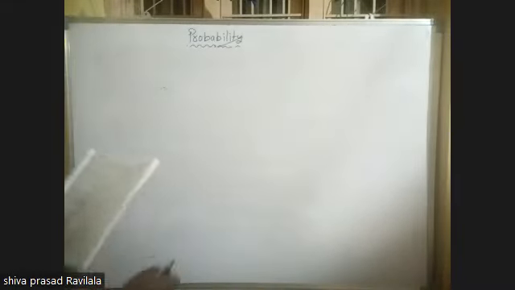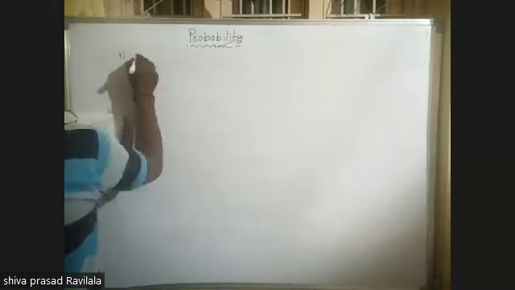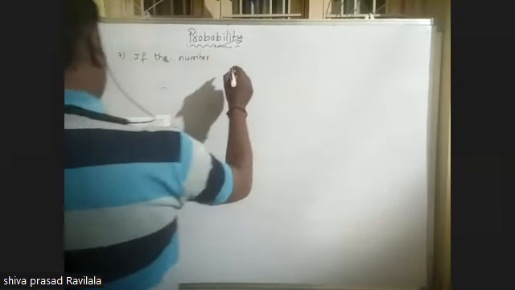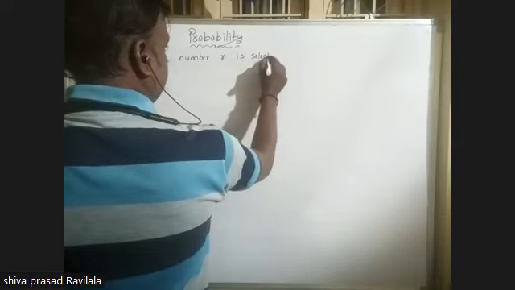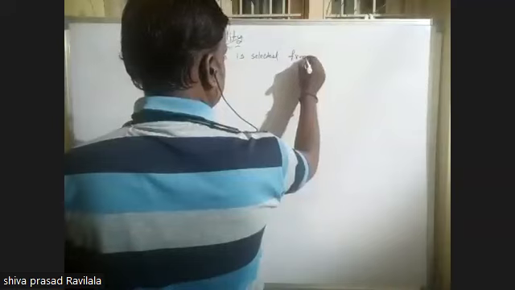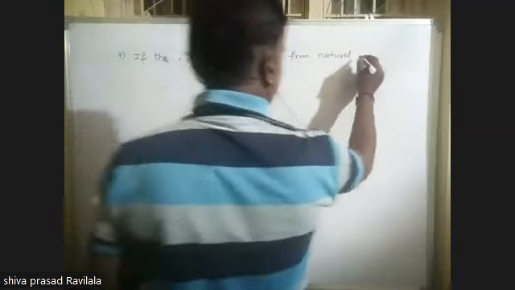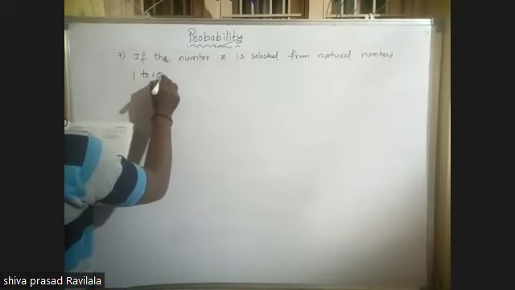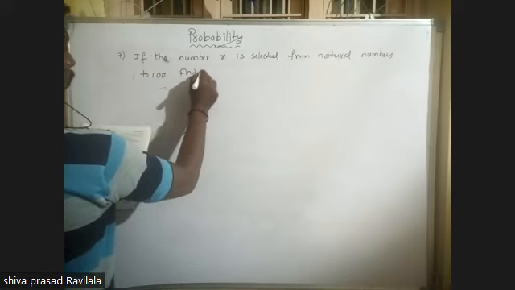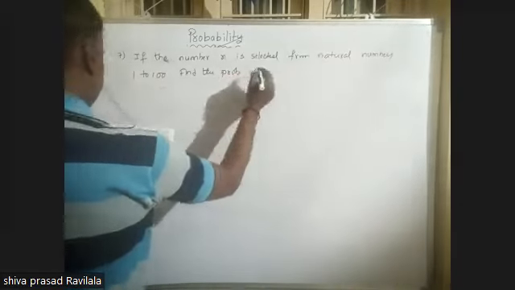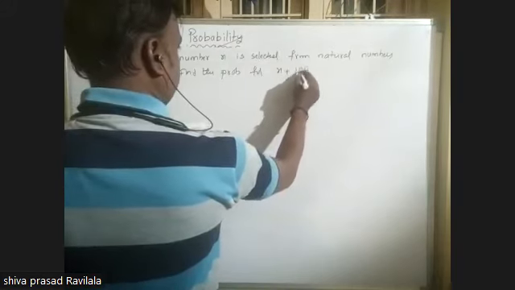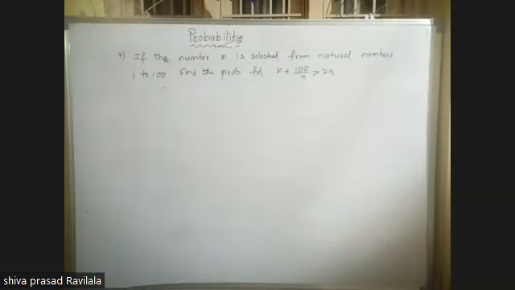Next one, an algebraic condition question. If the number x is selected from the natural numbers 1 to 100, find the probability for the condition (x plus 100) by x greater than 29. (x plus 100) by x greater than 29, if the number x is selected from the natural numbers 1 to 100.